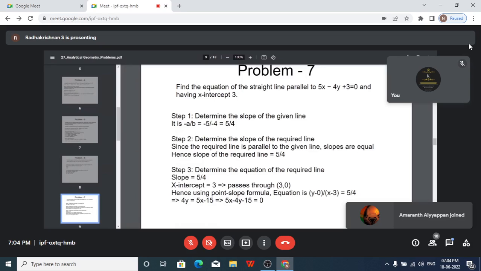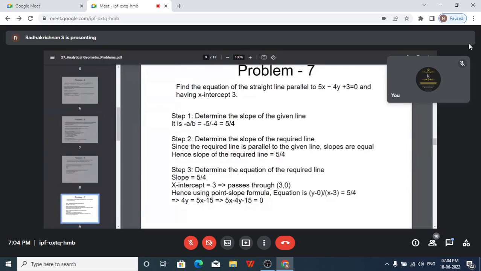Right? So now we have the slope and a point. So from that we can write the equation as (y minus y1) by (x minus x1) equal to slope. When we simplify, we get 5x minus 4y minus 15 equal to 0.